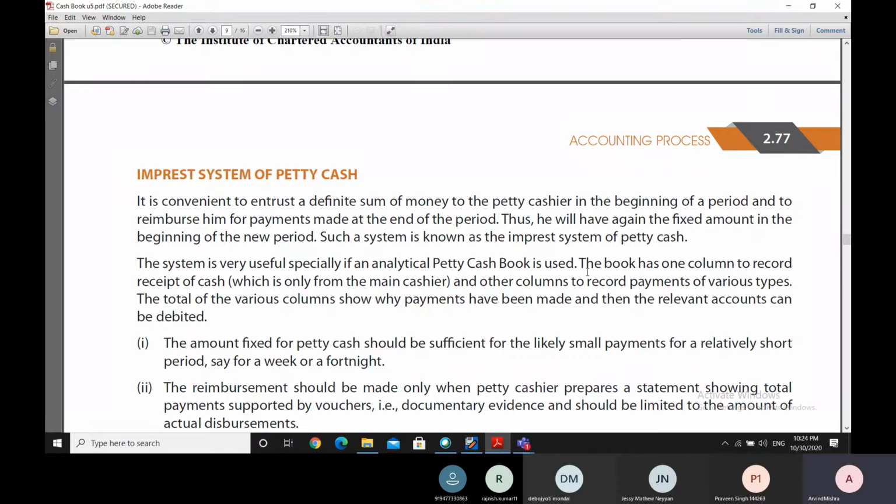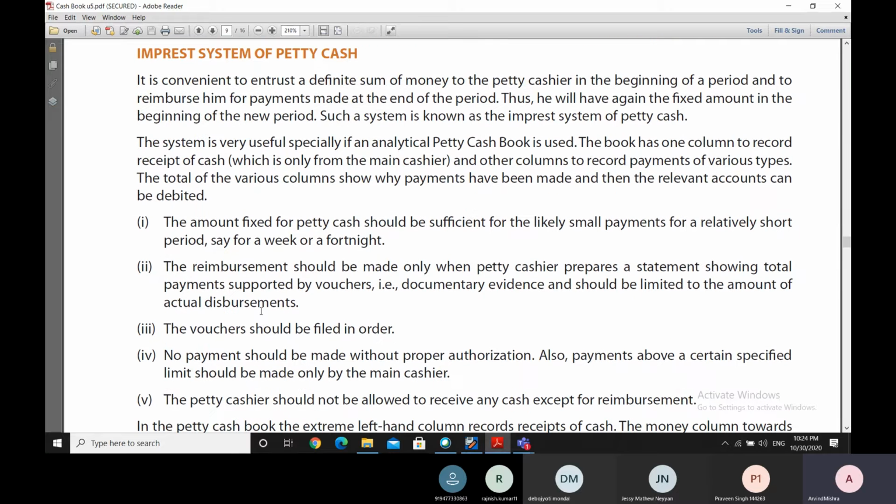And this book has one column for receipt of cash and the other columns also to record the payments of various types. So there could be more than one column for various types of payments. The total of the various columns show why payments have been made, and then the relevant accounts can be debited because the various columns show the relevant account in respect of which that payment has been made. Because ultimately we will have to debit those relevant accounts.